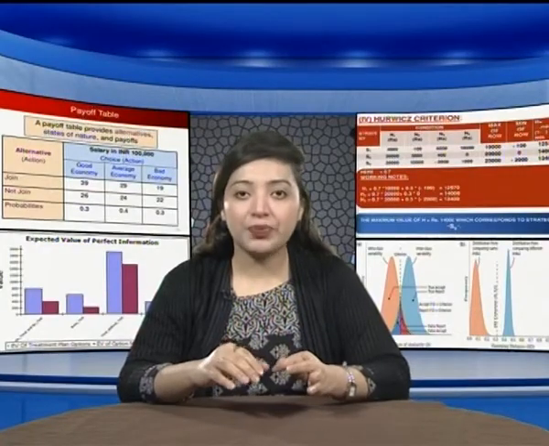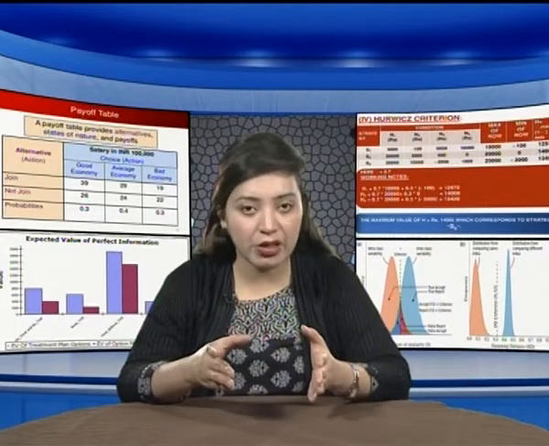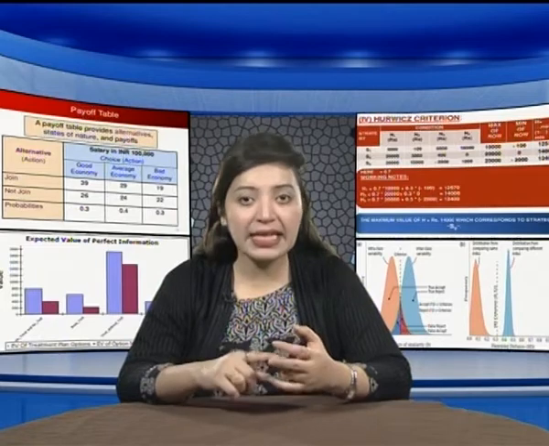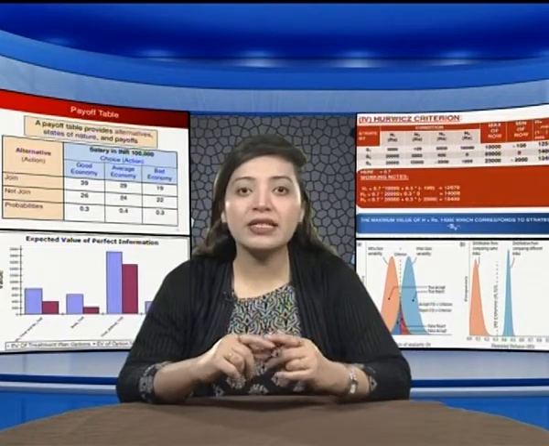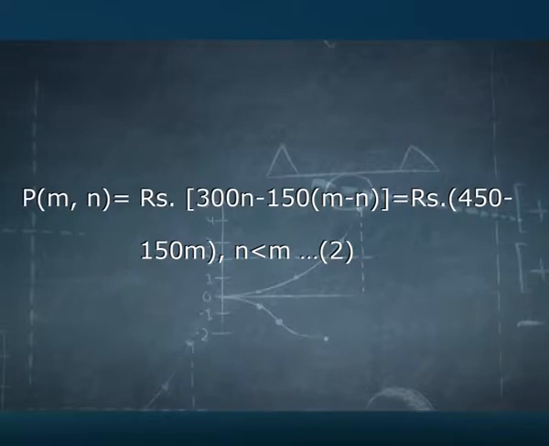Now in this case only N cases of strawberries are sold out and the remaining M minus N cases are left unsold. Hence at the end of the day the fruit seller's profit is given by P(M,N) equals rupees 300 N minus 150 times (M minus N). So that is equal to rupees 450 N minus 150 M, where N is lesser than M. So let's make this equation number 2.